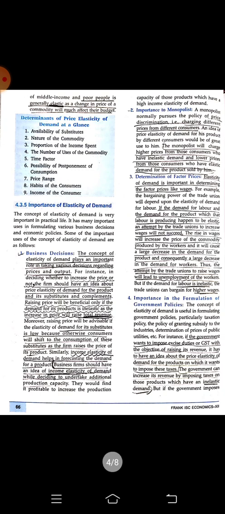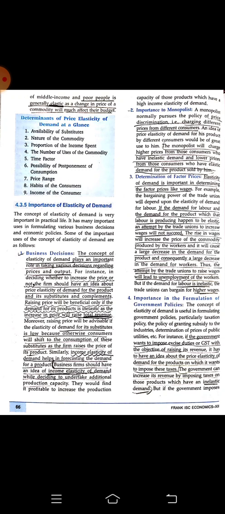Poor people's demand is generally elastic, as a change in the price of the commodity will greatly affect their budget. Poor people are getting affected by the change in prices. For that, we can find that there is elasticity in their demand.